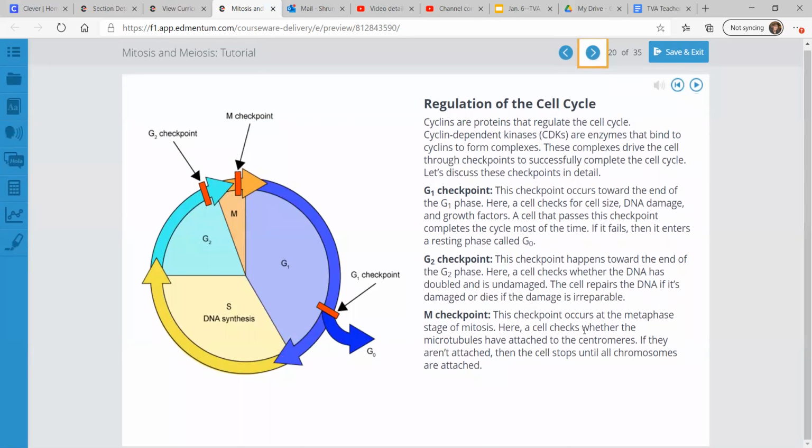And then lastly, we have the M checkpoint. This checkpoint occurs at the metaphase stage of mitosis. Here, a cell checks whether the microtubules have attached to the centromeres. If they are not attached, then the cell stops until all chromosomes are eventually attached.